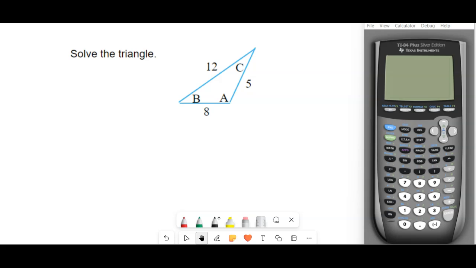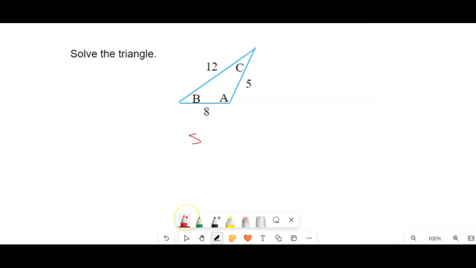Hey Trig Class, we're going to solve this triangle from the 9.3 homework set. This is a side-side-side triangle because we know all three sides. We don't know any angles.